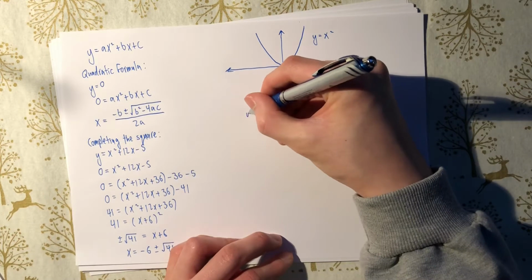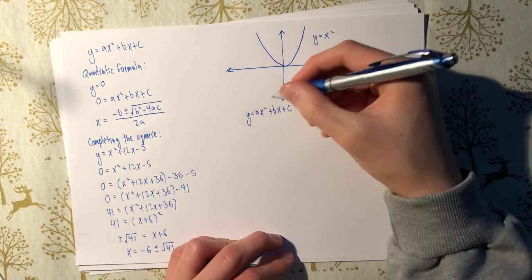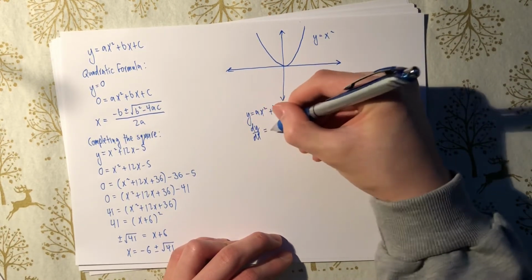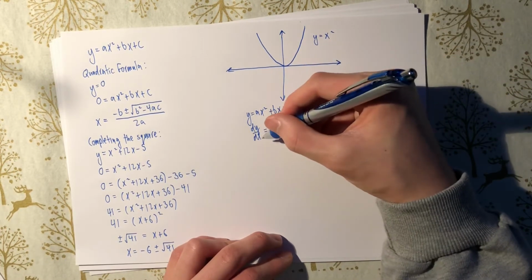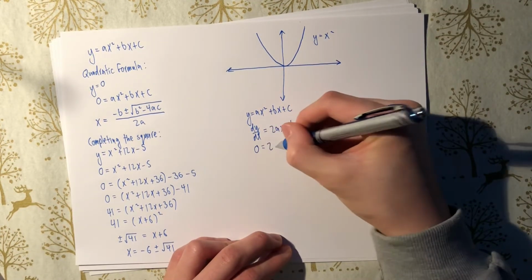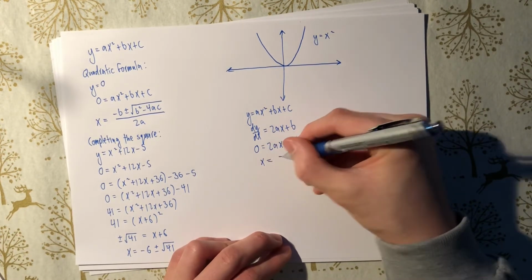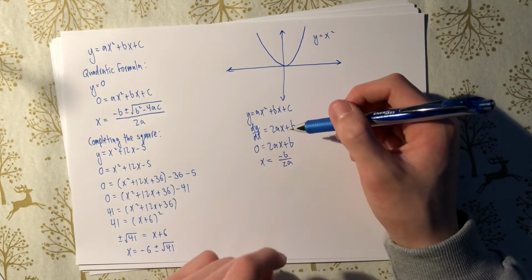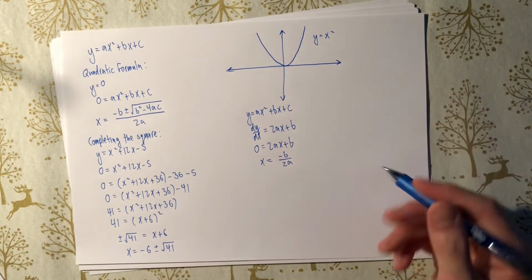So if we take the equation y equals ax squared plus bx plus c, we can differentiate this to find dy by dx, which equals 2ax plus b. And at this stationary point, dy by dx, or the slope, is going to be 0, as we said before. So therefore, 0 equals 2ax plus b. Now rearranging this for x, which I hope you can do, we get minus b over 2a. Therefore, the x value of the stationary point of any quadratic will be given by minus b over 2a.